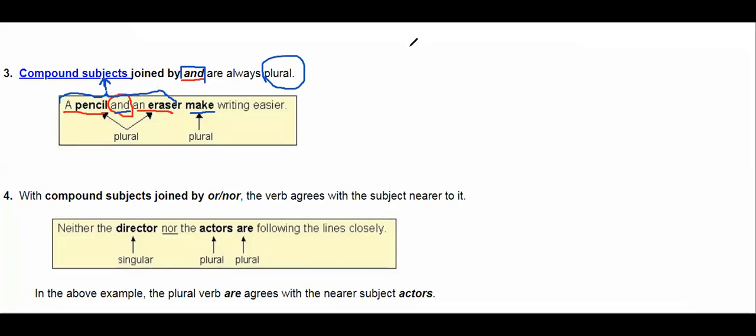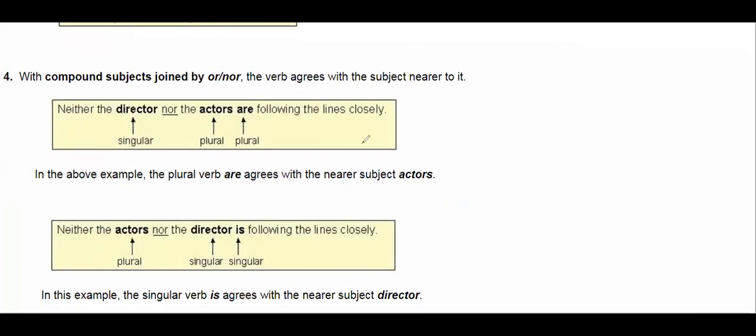But on the other hand, with compound subjects joined by or nor, the verb agrees with the subject nearer to it. अब इसका क्या मतलब है? You can see that we have nor over here. Now you have two subjects again, compound subjects hai, but that is you have two subjects.